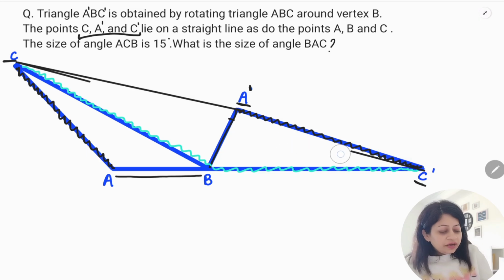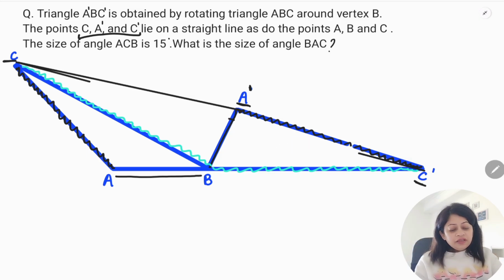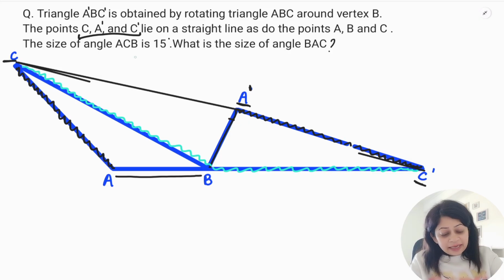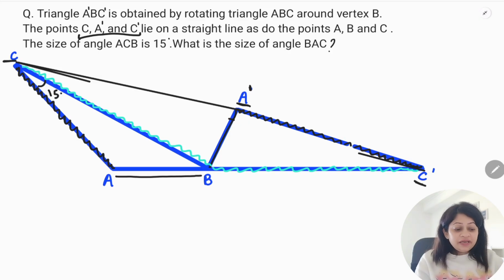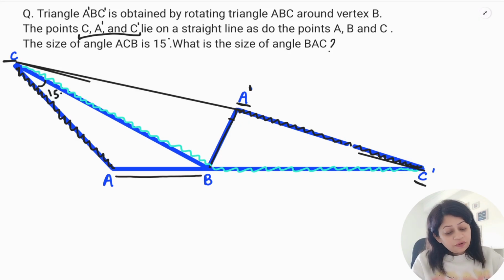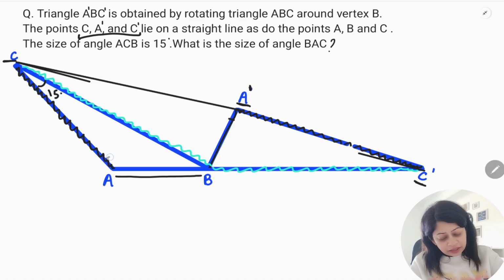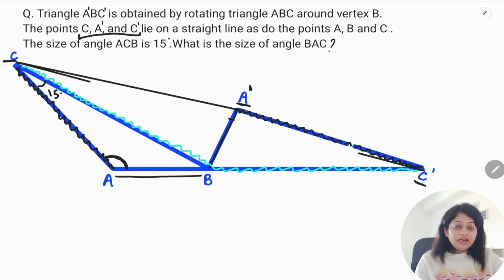So what do we have here? They are saying now that the size of angle ACB is 15 degrees, and we need to find out the size of angle BAC. So BAC, that means this angle we need to find. I don't know what this angle is, but we need to find this angle. Okay, now let us see.